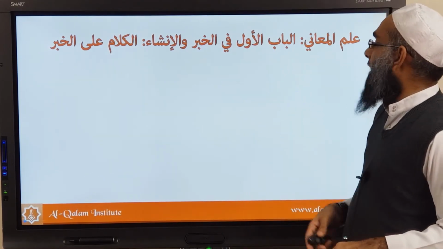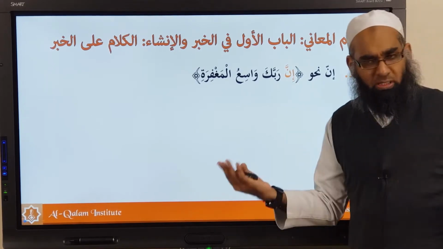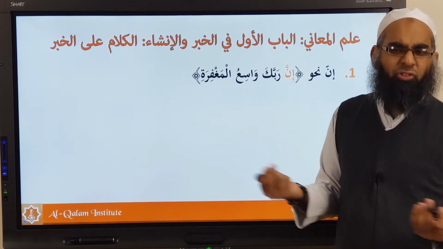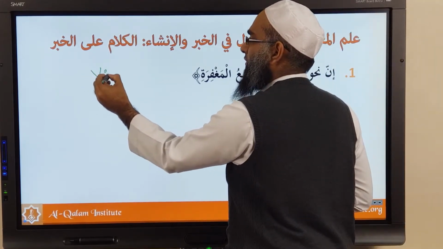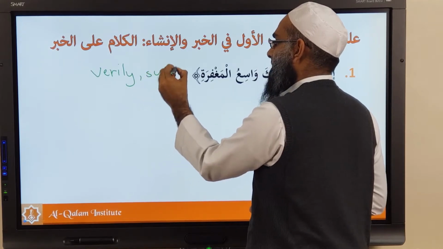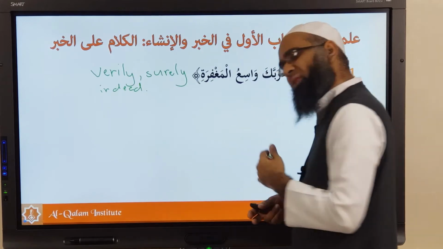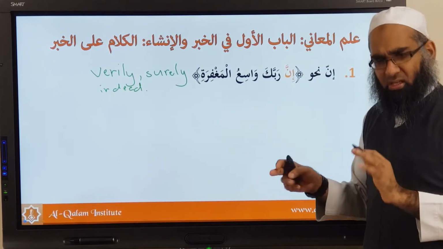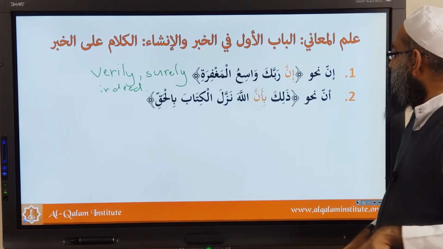Okay, let's get into the actual wording. The first is inna. Everybody knows inna, harf mushabbah bil fi'l. How do you translate it? Verily is one translation. Verily, surely, or indeed. Sometimes you can even leave it out. In text, sometimes you don't always have to translate it, but it creates an emphasis.